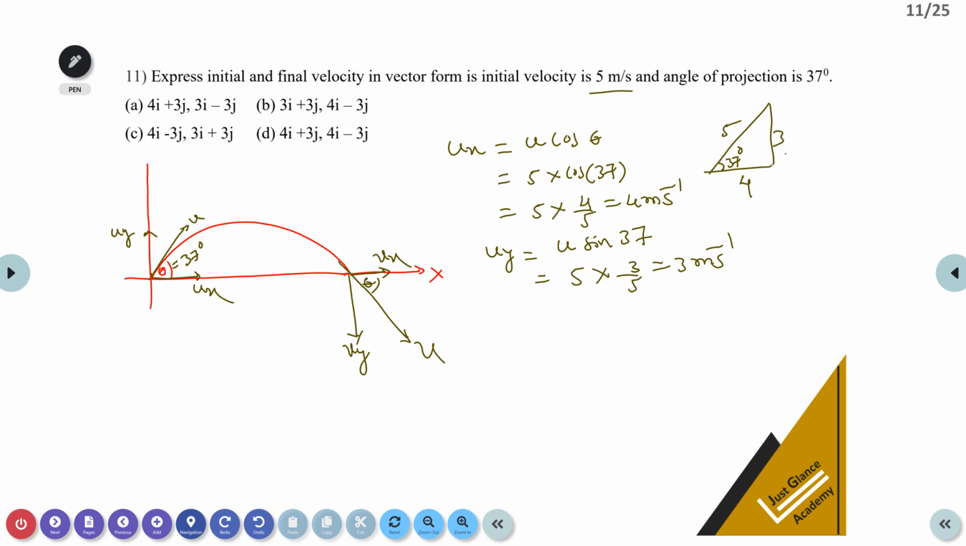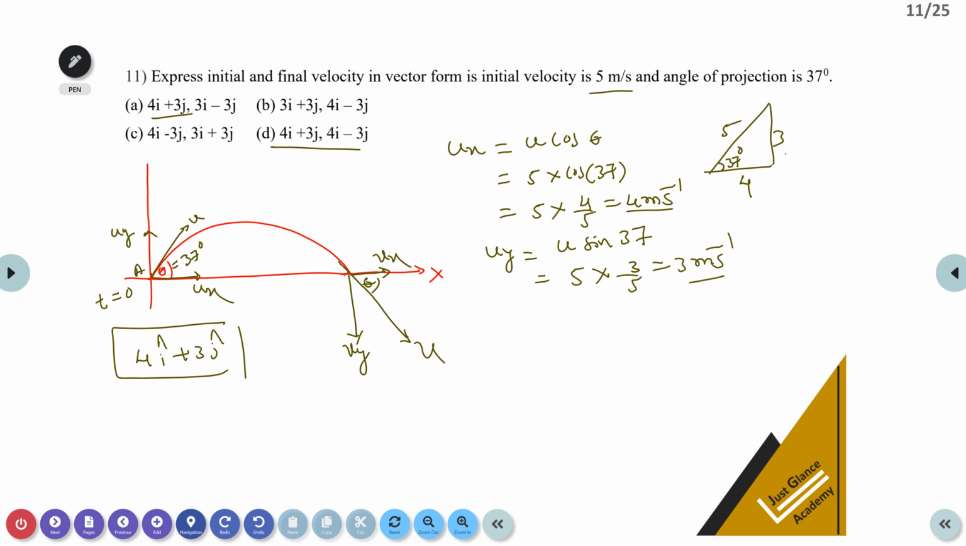Here you see the initial velocities are 4 meter per second and 3 meter per second initially at the point O at t equal to 0, at point A. Initially ux equal to 4, uy equal to 3. So can I write like this? 4i plus 3j. This is the initial value. 4i plus 3j. This also is there. But which is the right answer.